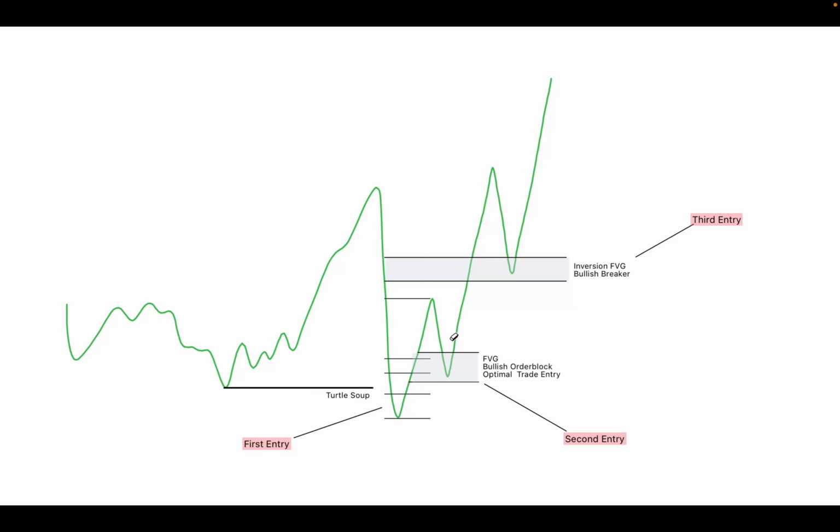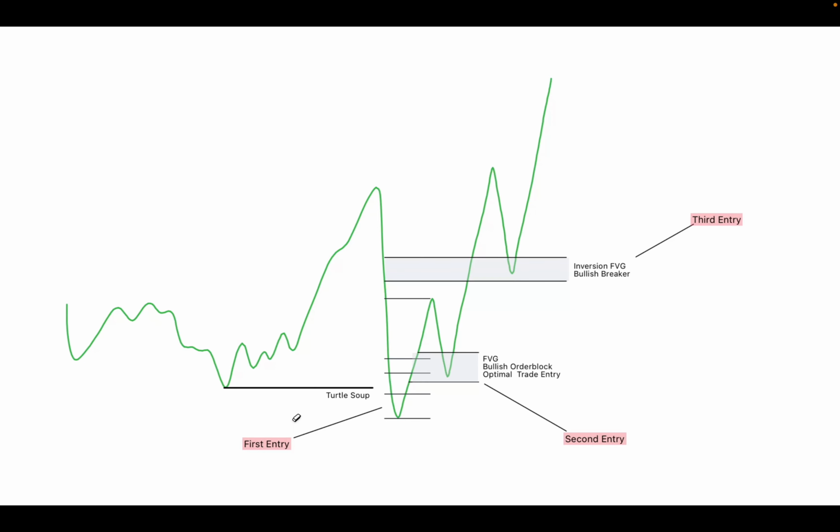Then you get a fair value gap to enter with. Then you get an inversion fair value gap or a bearish breaker as your third entry. So you can wait for a bullish breaker, or you can wait for an inversion fair value gap. So whichever you see over here is what your entry will be based on.